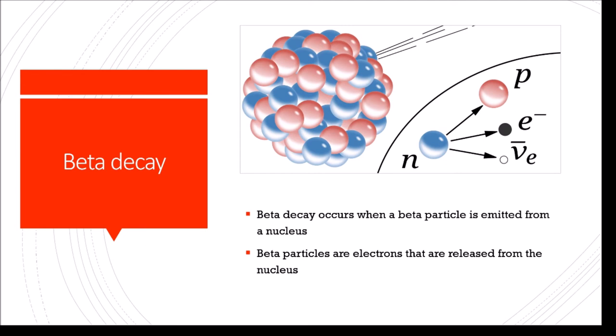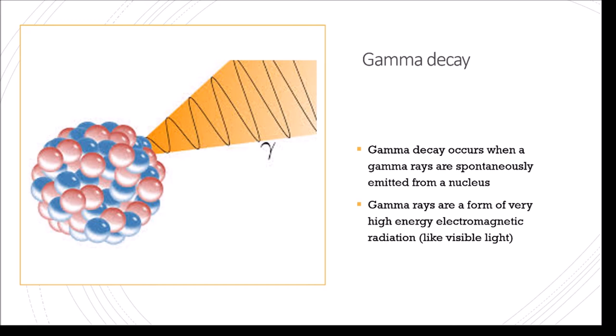Gamma decay occurs when a gamma ray is spontaneously emitted from a nucleus. Gamma rays are high energy rays. They're an example of electromagnetic radiation like visible light, radio waves, and microwaves.